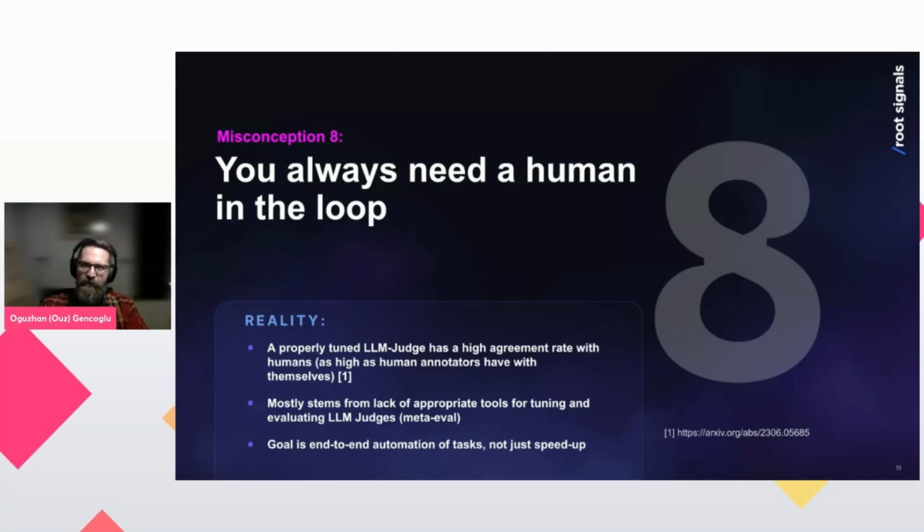And end-to-end automation is scary. You should be able to measure that. That's why Root Signals is here. But if human evaluation is always in the loop for all kinds of use cases, it will still be the bottleneck, because human evaluation is expensive, it's time consuming, it's not standardized. Domain experts are hard to come by.